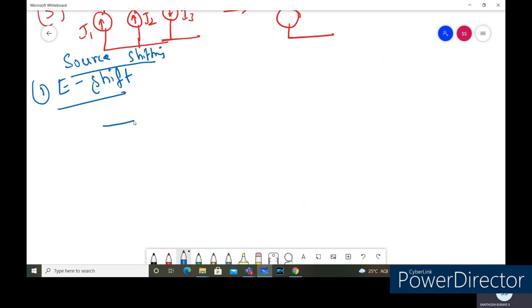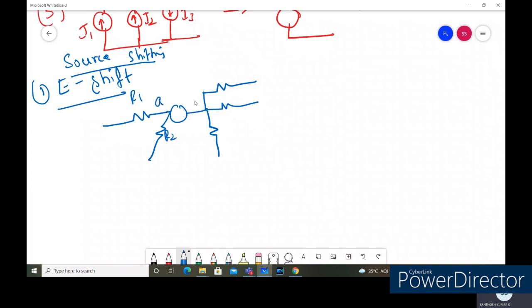For example, let us consider a circuit containing a voltage source like this, with multiple branches. So these are the multiple branches where we have the resistances R1, R2 and R3 connected. Let us say this is R1, R2, and this node I'm going to call A and this node I'm going to call B. So this is R3, R4, and R5.